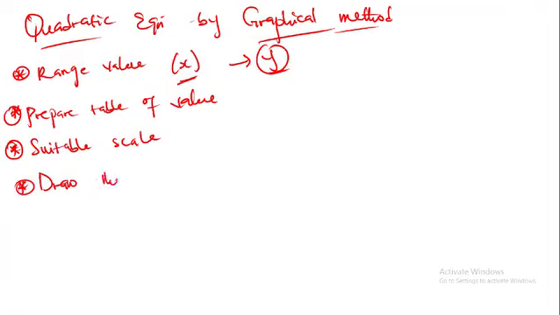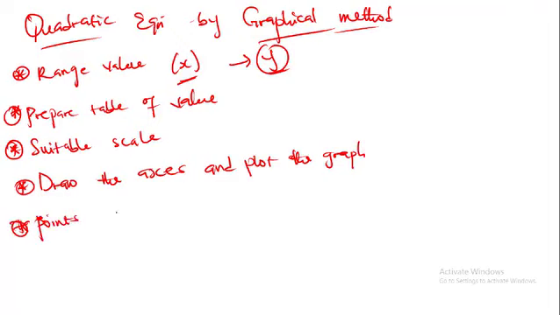Draw the axes, which are the x-axis and y-axis, and then you plot the graph. Then lastly, you join the points. When you join the points, it will form a very smooth curve.